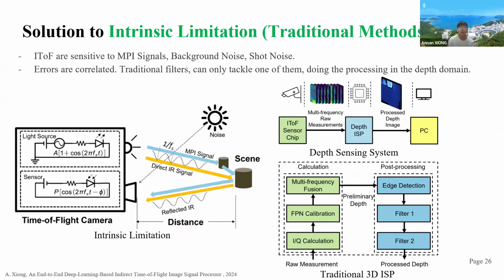As we all know, ToF sensors are sensitive to multipath interference signals, background noise, and shot noise. These errors are correlated. Traditional filters can only tackle one of them, and do the processing in the depth domain. As shown here, in traditional ISP, the depth calculation is done in the raw domain with simple equations. After they get the preliminary depth, they do post-processing in the depth domain, mainly using filters. These filters cannot tackle the correlated values.